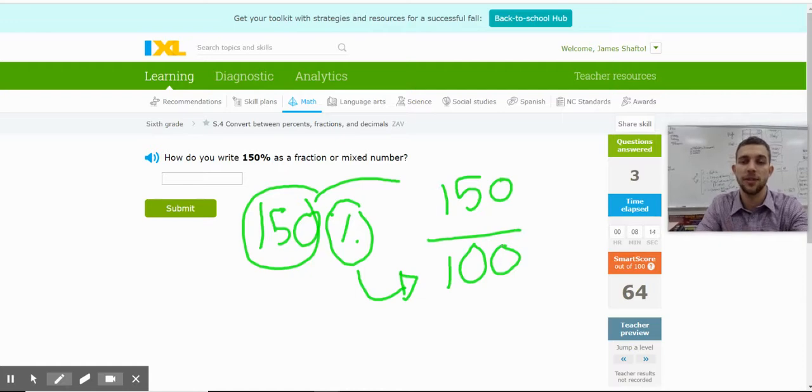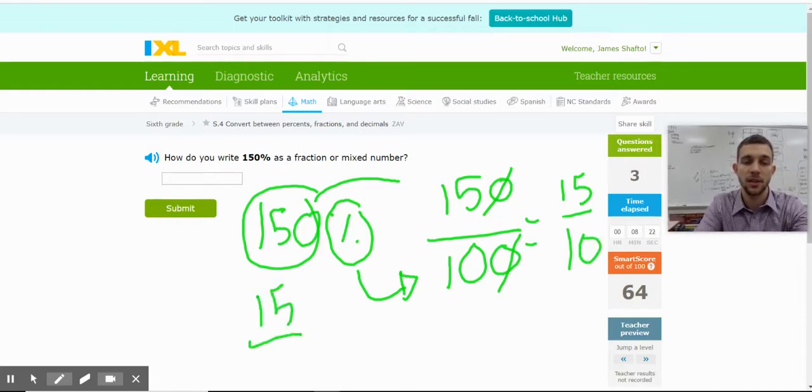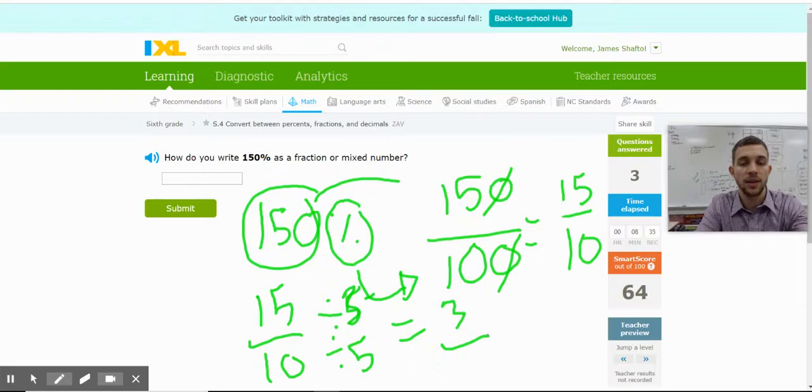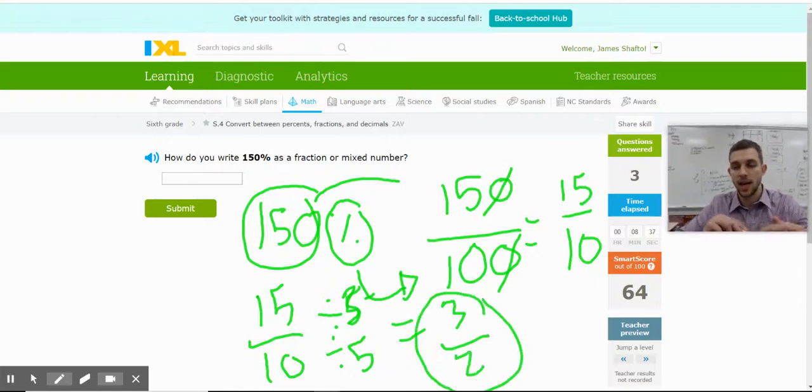Now this can simplify because I can knock my zeros off and I get 15 over 10. And I can then take 15 over 10 and simplify again, either using a calculator, or I know that this divides by 5 on the top and the bottom. So 15 divided by 5 is 3 and 10 divided by 5 is 2. So I get 3/2.